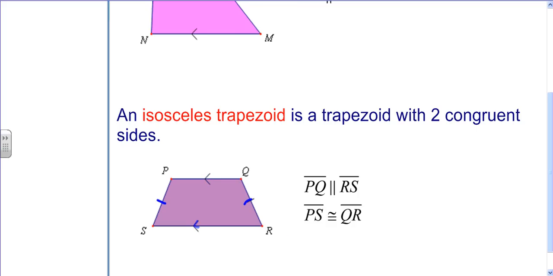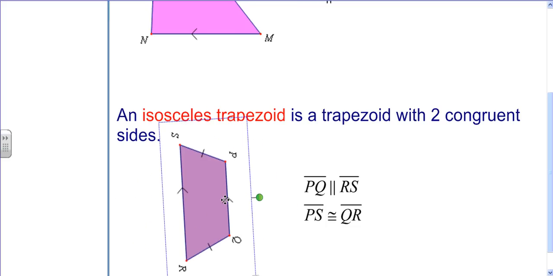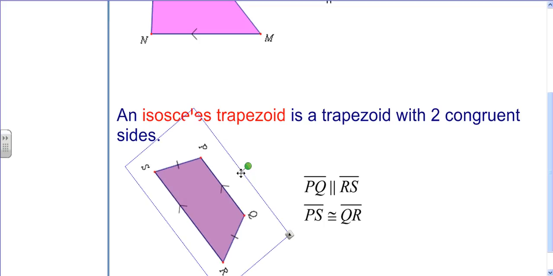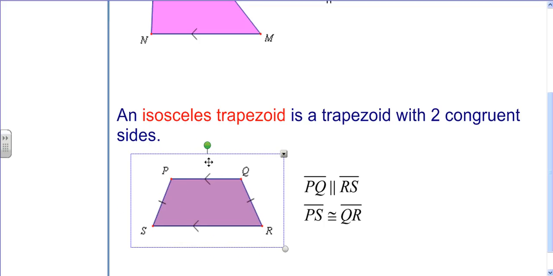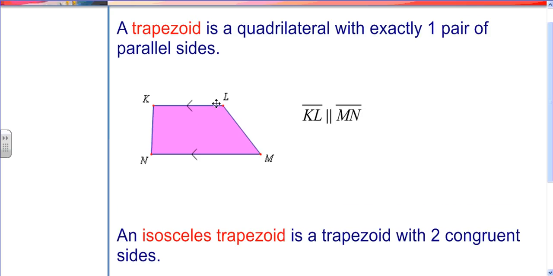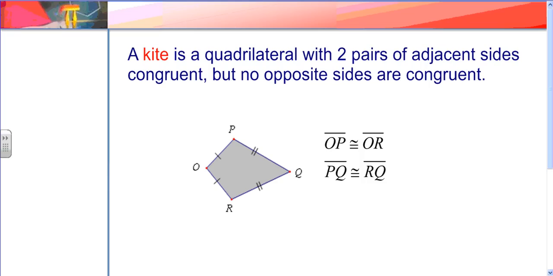And of course, that's just a matter of how you draw the diagram. It doesn't have to be the parallel sides on the top and bottom. You know, your trapezoid could be drawn like this. But what does have to happen is that the congruent sides are not going to be the parallel sides. So this is an isosceles trapezoid, two congruent sides, but this is just a regular trapezoid that only has one pair of parallel sides. All right, we got one more quadrilateral to talk about, and we're done.